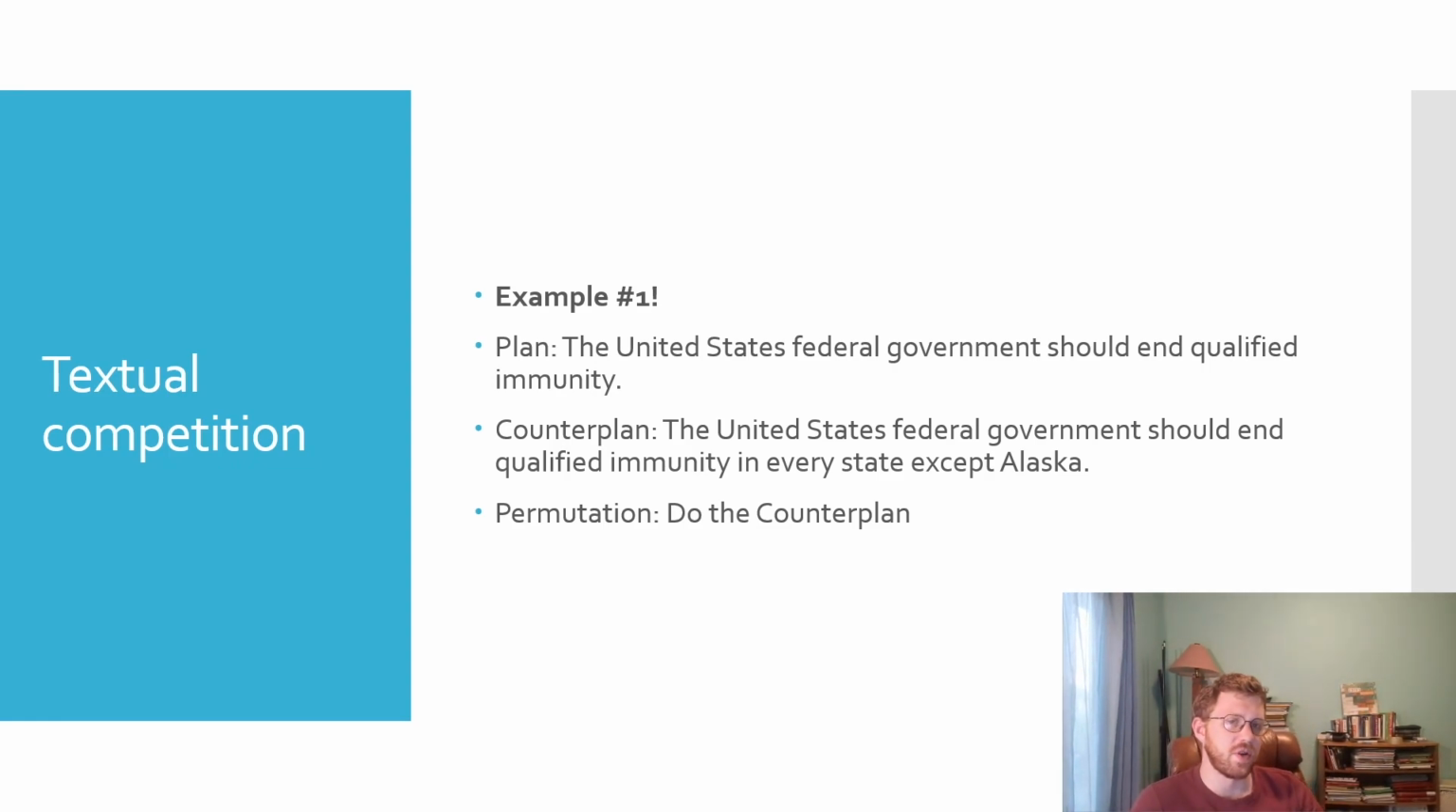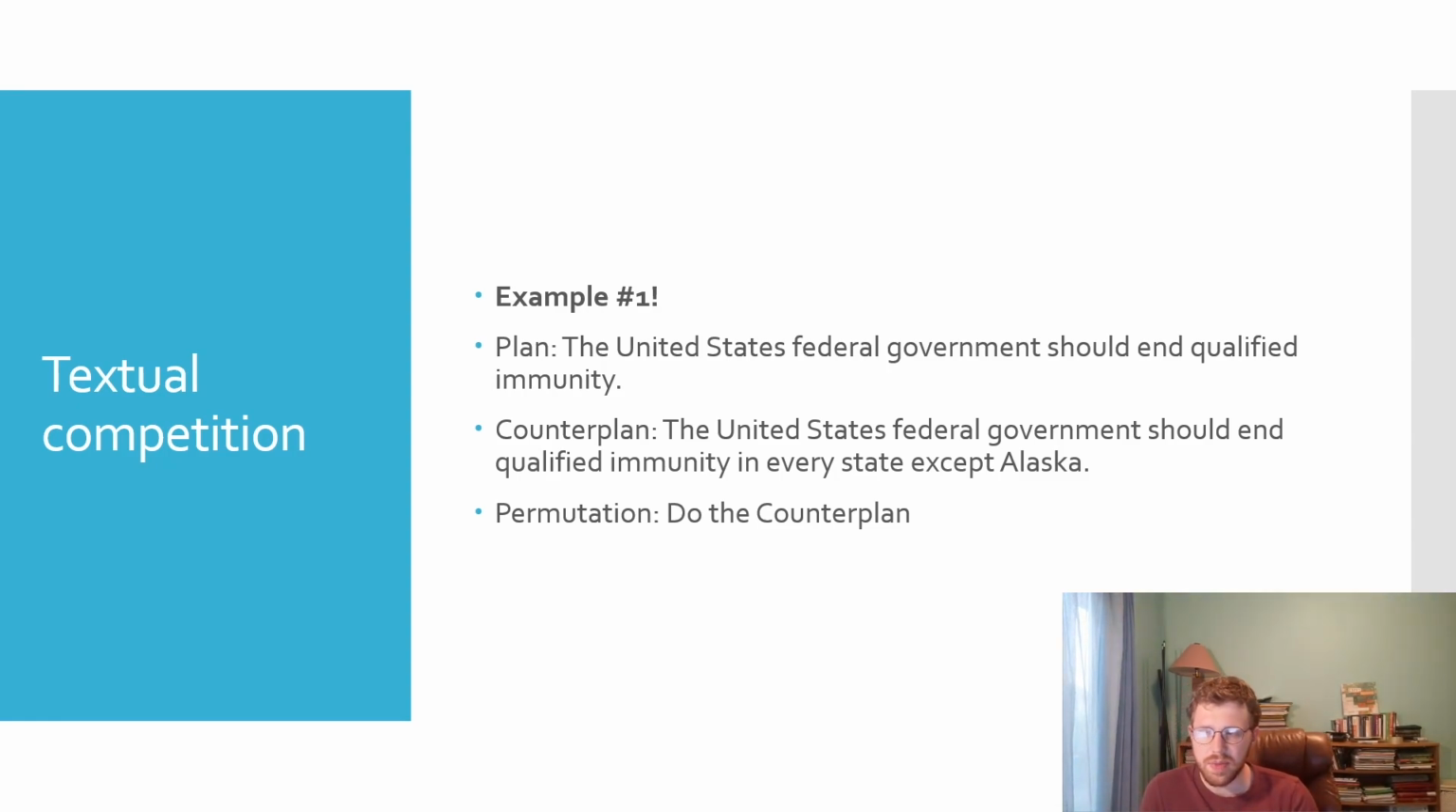So think about this for a second. Has the affirmative successfully advanced a competition argument under the textual competition standard? Is this permutation, in other words, legitimate under textual competition standards? Or is it severance or intrinsic? Think about this for a second.